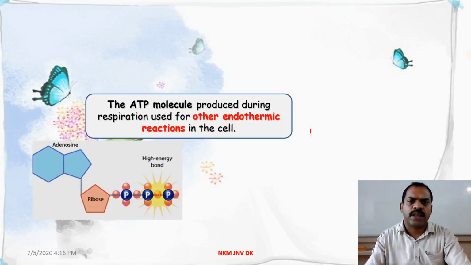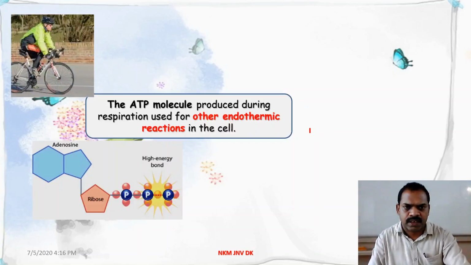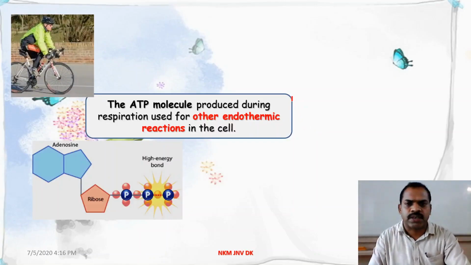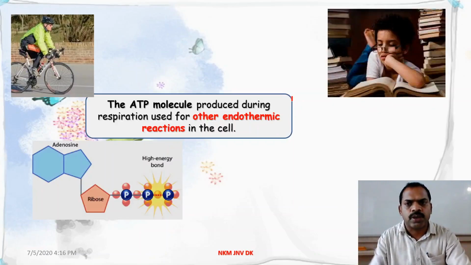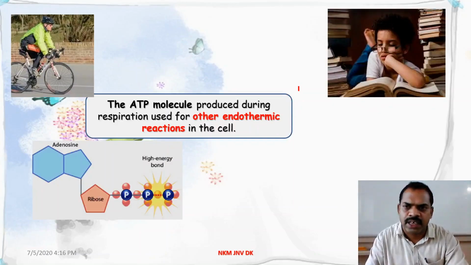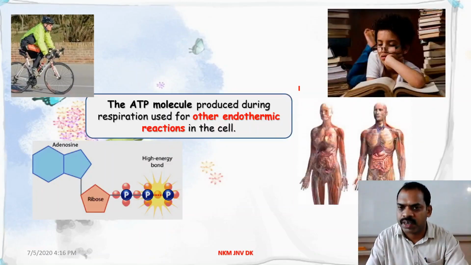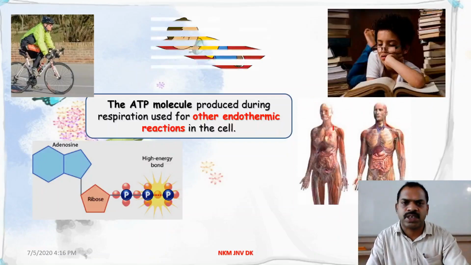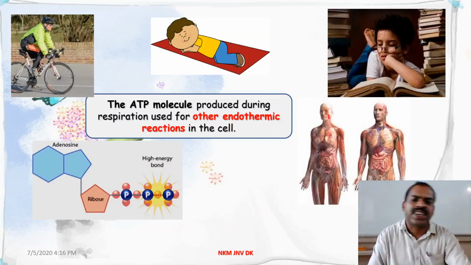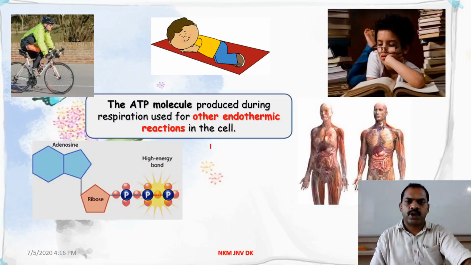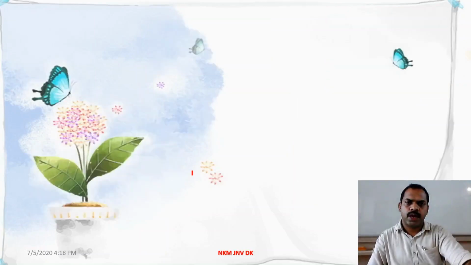We are using it for other endothermic reactions. Whatever other reactions or activities are happening in our body, we are using that. Even to just lie down and read something, we have to use a lot of energy. All our body systems need energy. Even for sleeping, we need energy. For all that, we use the energy produced by the process of respiration. So this is cellular respiration. Respiration happens at the cellular level.